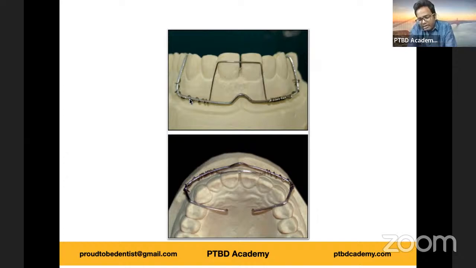Apron springs are bent into shape according to the number of teeth that have to be moved lingually. In this case, only centrals. So you have this particular design. If all anterior teeth have to be moved lingually, up to 4 teeth, you can modify the shape of this particular spring. Very good. Apron springs, keep it up.